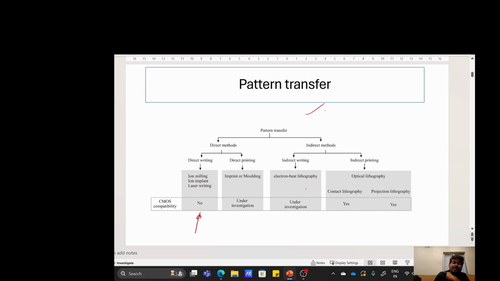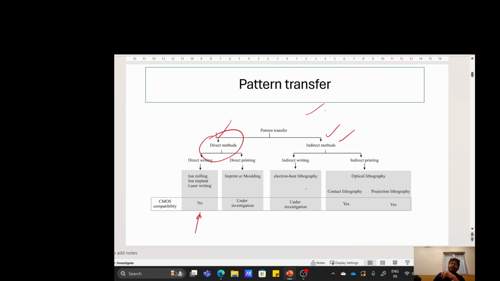There are several methods. One is the direct method, one is the indirect method. In the direct method, we just write directly through a laser, through an electron beam, or any kind of thing. So we can write directly, like with a pencil over the paper. That is direct writing. If there is a sacrificial layer in between, to transfer the pattern, that is the indirect method that is required for the devices.